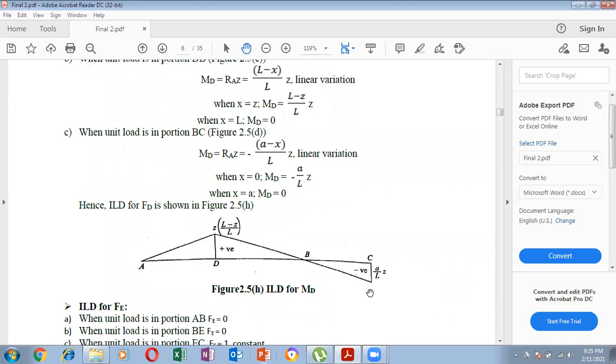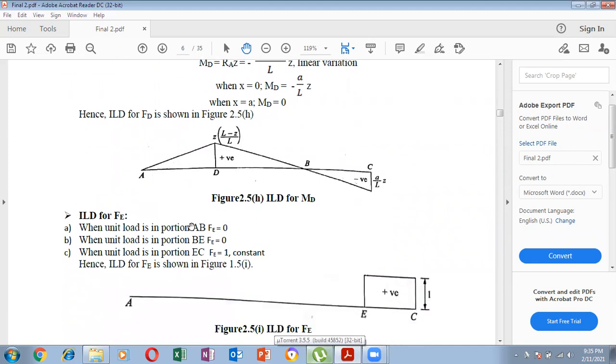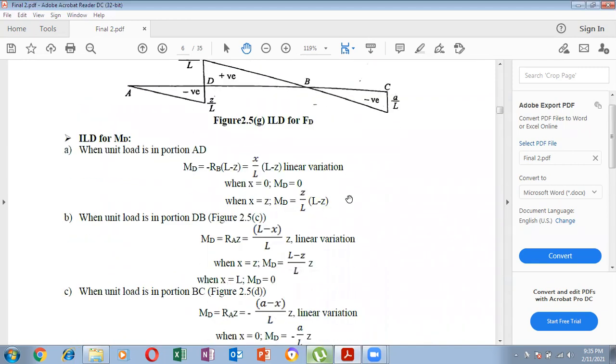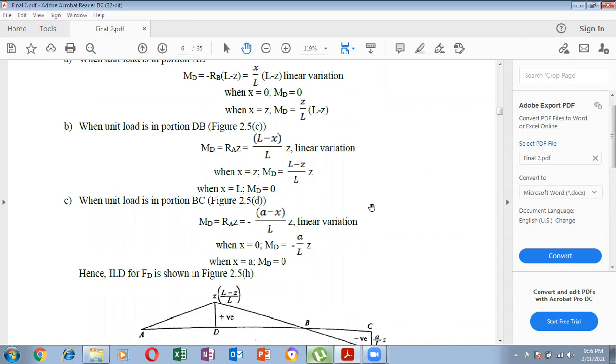So far we have completed the influence line diagram for RB, RA, shear force about D and bending moment about D. So next, moving on to shear force about E. That is when the load is in the overhanging portion. When the load is in the overhanging portion, the beam will behave like a cantilever beam. So try to recall how to obtain the influence line for a cantilever beam.